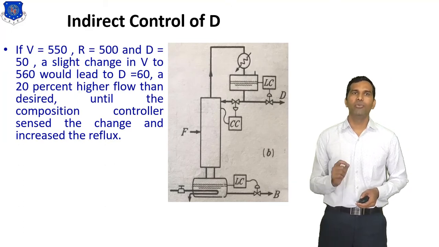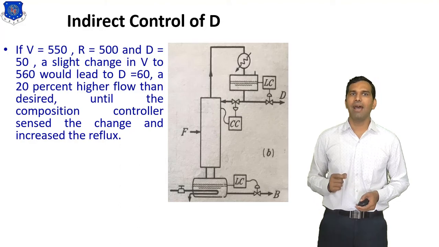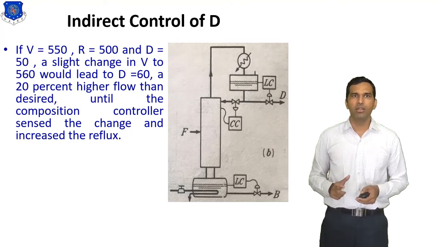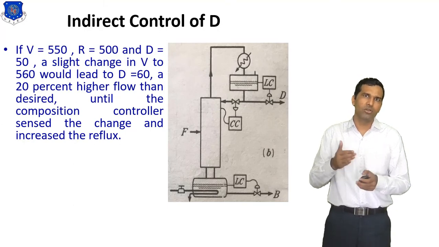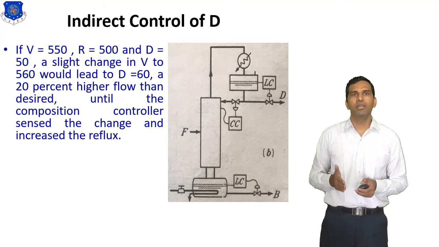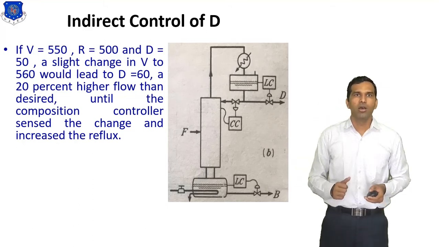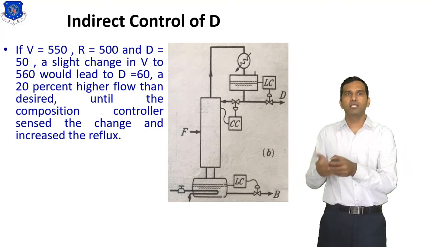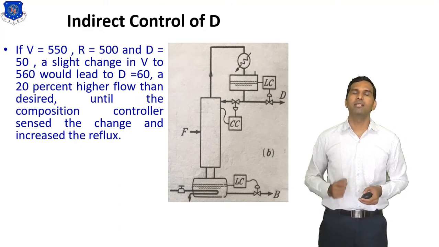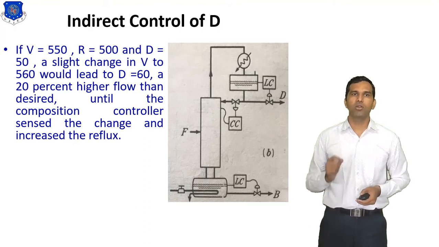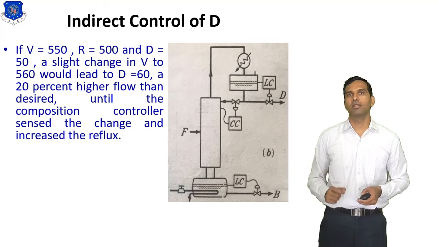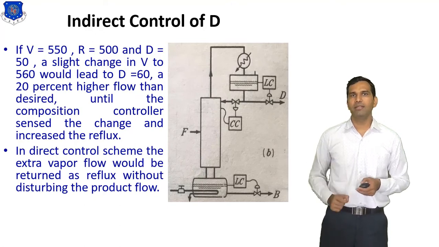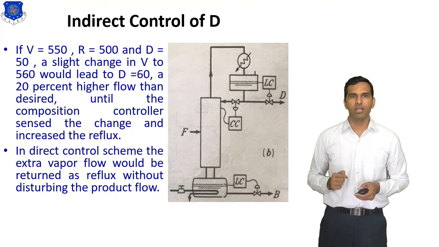So here we consider V equal to 550, R equal to 500 and D equal to 50. A slight change in V to 560, that means here we change due to some condition or load change, there is a change in V. So due to that, D is also changed. D is changed from 50 to 60, a 20% higher flow than the desired flow, until the composition controller senses the change and increases the reflux. In direct control scheme, the extra vapor flow would be returned as reflux without disturbing the product flow.